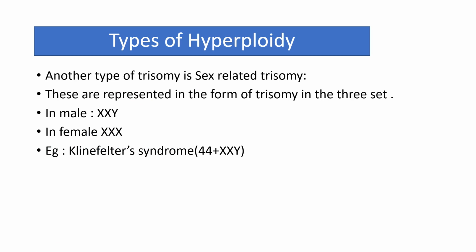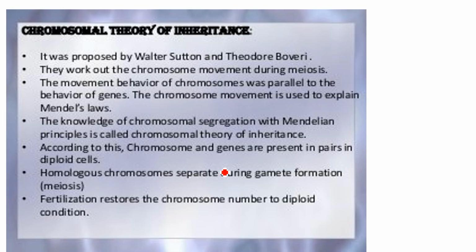Next is the type of hyperploidy, the trisomy in the sex-related trisomy. Another type is the sex-related trisomy, represented as trisomy in three sets. In males, normally there are X and Y, but here there is an extra X, and that's why it is called trisomy XXY. In females, XX becomes triple X. Klinefelter syndrome is nothing but 44 plus XXY. We are going to discuss it in detail, and at that time I will tell you the characters, meaning the symptoms and all.